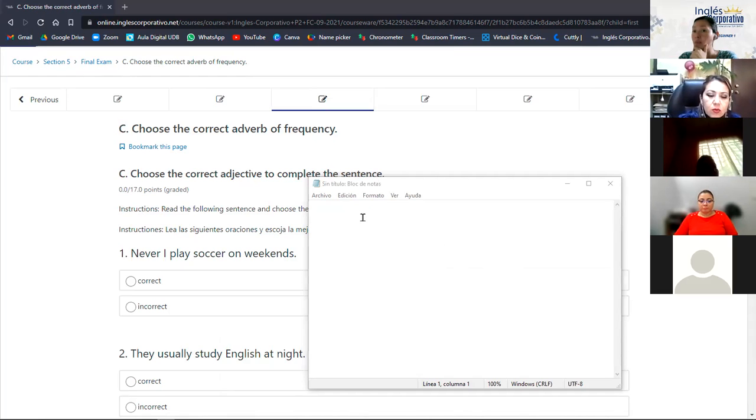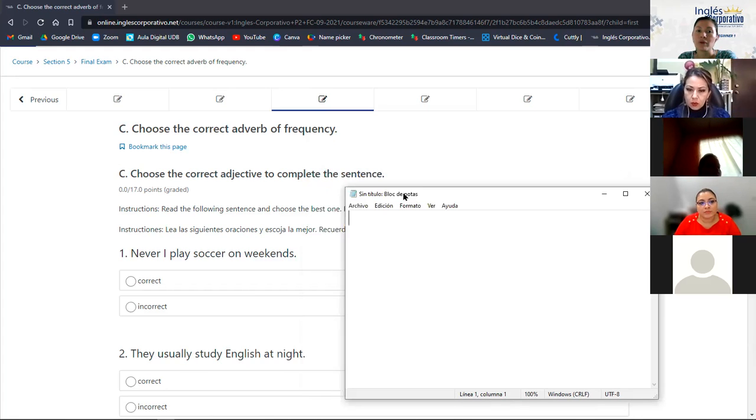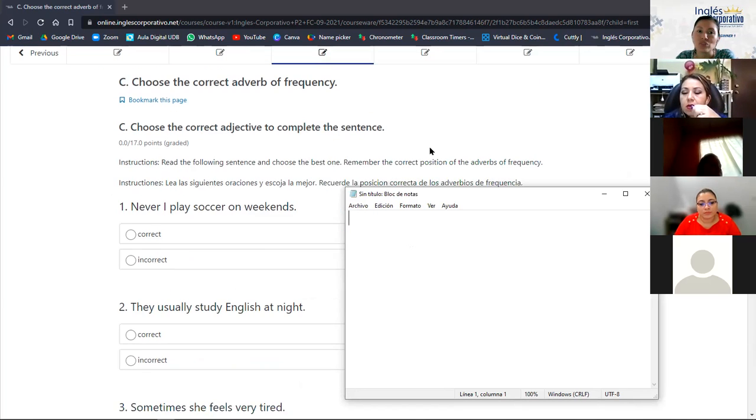Bueno, su mismo nombre lo dice, ¿verdad? Adverbs of frequency, they show frequency. ¿Verdad? Van a compartir la frecuencia con la que nosotros hacemos ciertas actividades, right? Y pues yo les compartí un cuadrito ahí en el chat, ¿verdad? En donde pueden ver otras opciones, aparte de las que vieron acá dentro de la plataforma, right? Y pues all what you have to do is to read the sentence, right? And choose the best one, right? The best one meaning that if the sentence is correct or incorrect, ¿verdad?